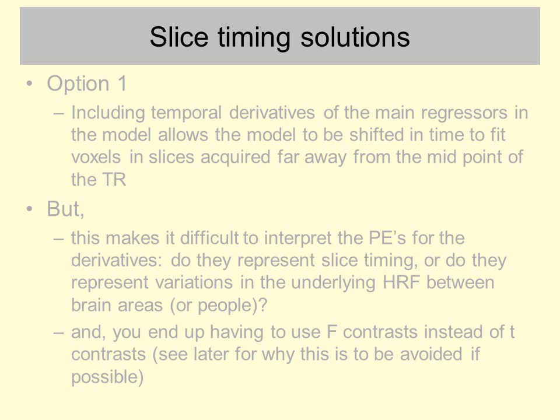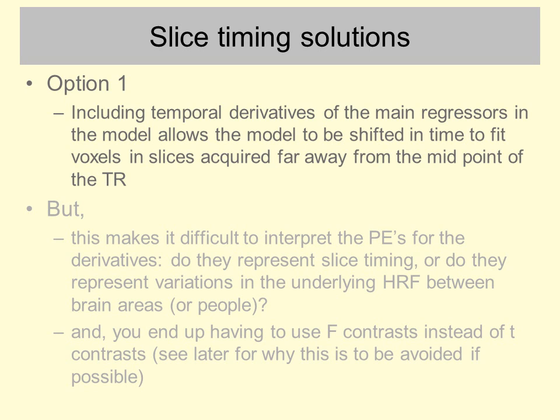Okay, so what can we do about the slice timing problem? Well, option 1 is something that you covered in the workshop last week. If you include temporal derivatives of your regressors of interest in your design matrix, then those temporal derivatives allow the full model fit to be shifted in time to fit voxels in slices acquired far away from the midpoint of the TR.